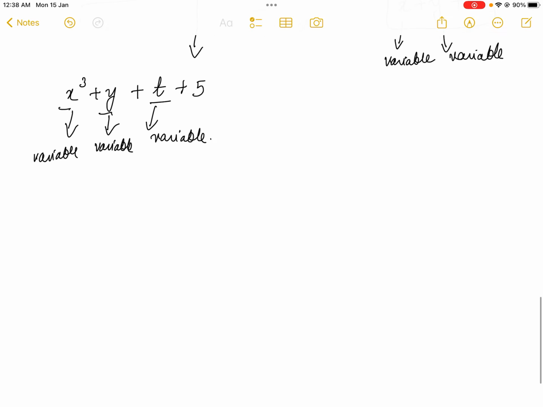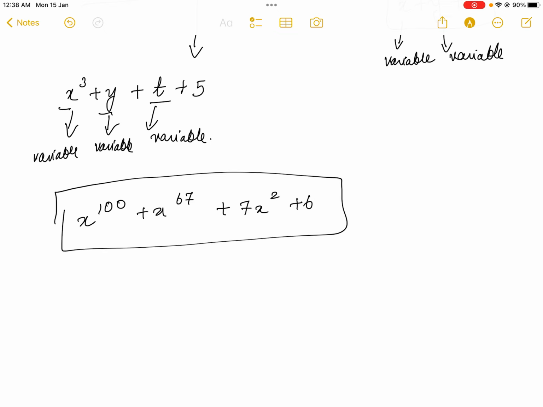All right, so if I were to ask you something like x to the power 100 plus x to the power 67 plus 7x to the power 2 plus 6, what is this expression? Is this a polynomial of one variable, two variables, three variables, or four variables? What should be your answer? It is a polynomial of just one variable, because the variable here is x, right? Do not get confused with this, do not get scared with these powers. Are you clear with variable? Here this is a polynomial with one variable.